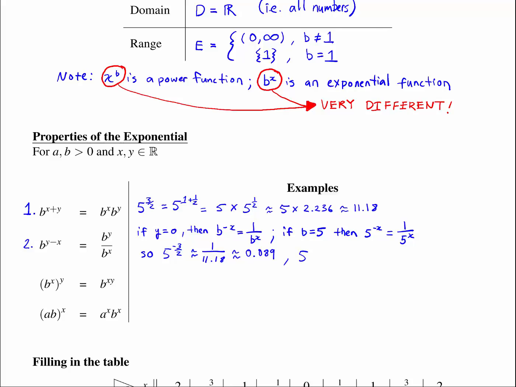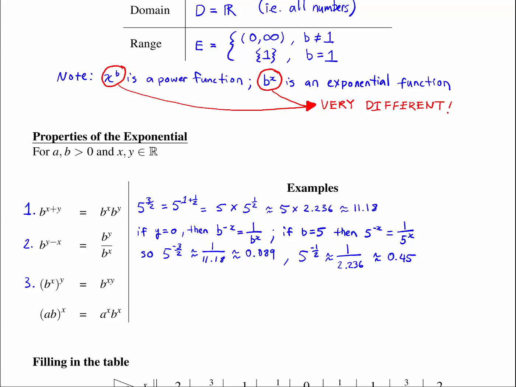And 5 to the minus 1/2 similarly is 0.45. The next property is that b to the x to the y: you take your exponential function b to the x and then raise that yet again to the power y. Well, that's equal to the exponential function b to the x times y. So how could we use this to fill in our table to come up with what 5 to the x looks like, and also what 1/5 to the x looks like?